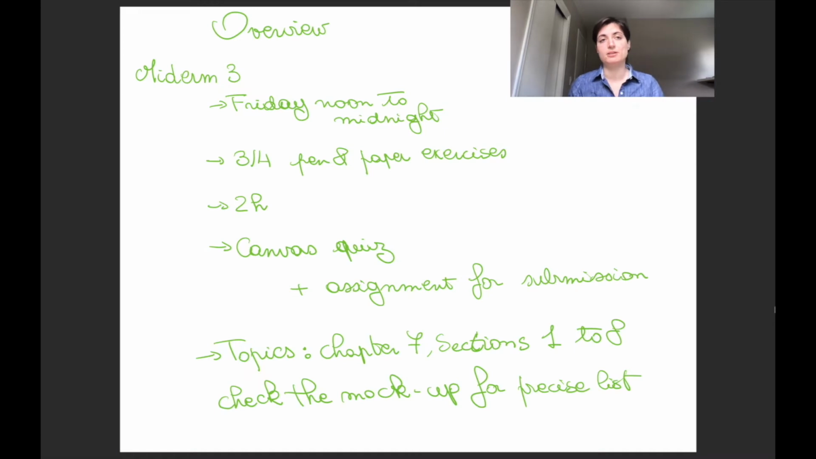The main element of this week is that we have the third midterm on Friday afternoon, noon to midnight. It's going to be 3 or 4 pen and paper exercises with a time of 2 hours. As with the last two midterms, it's going to be organized as a Canvas quiz and an assignment for submission. The Canvas quiz is the typed part. You're not going to be able to access it once you have closed it.